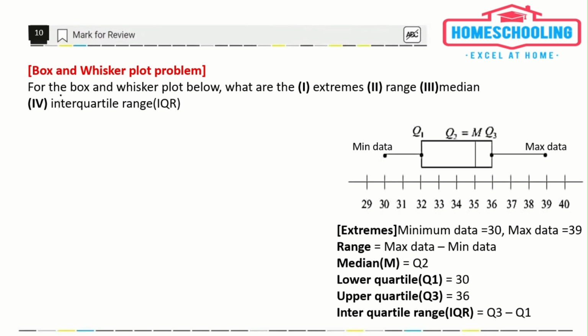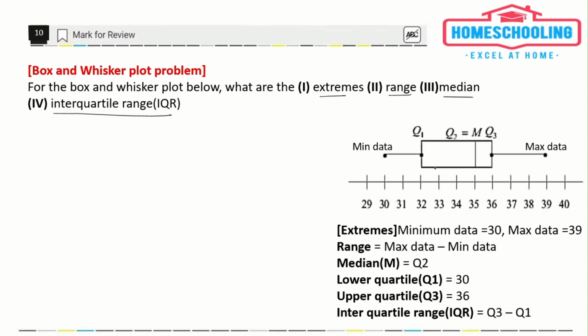Question number 10 says that for the box and whisker plot below, so this is your box and whisker plot, and on the x-axis we can see the corresponding values are given, and we have to find the extremes, range, median, and interquartile range. I will explain briefly about the box and whisker plot here.